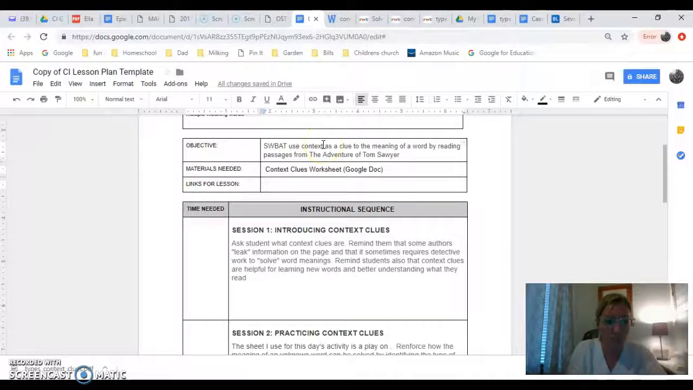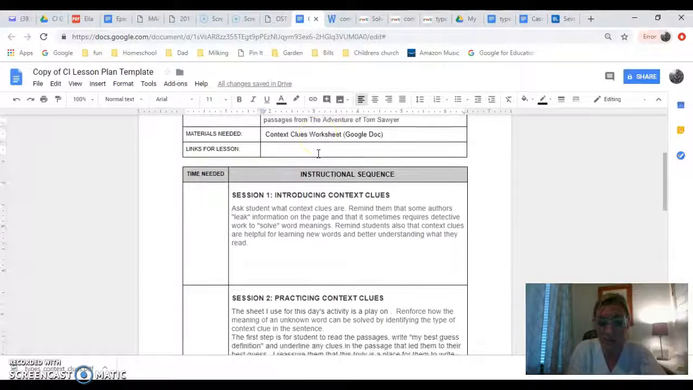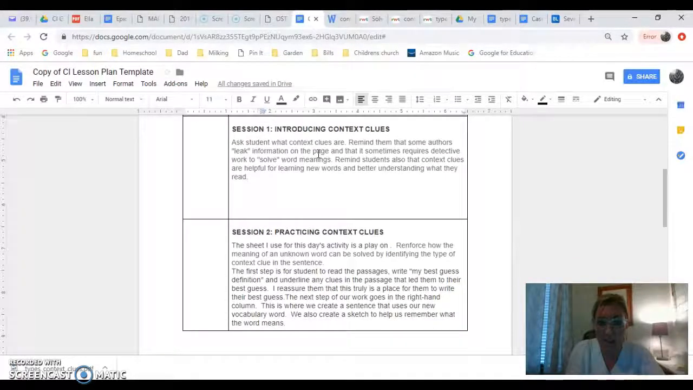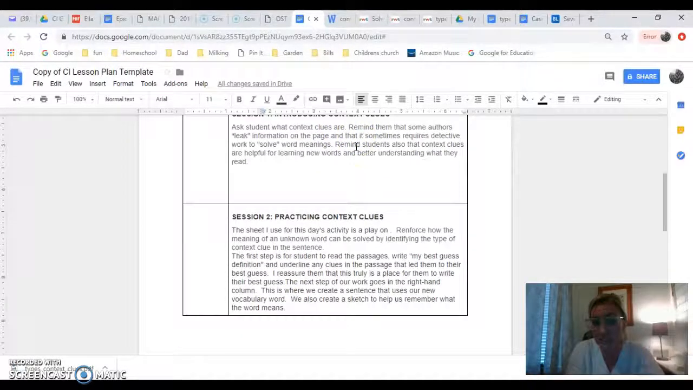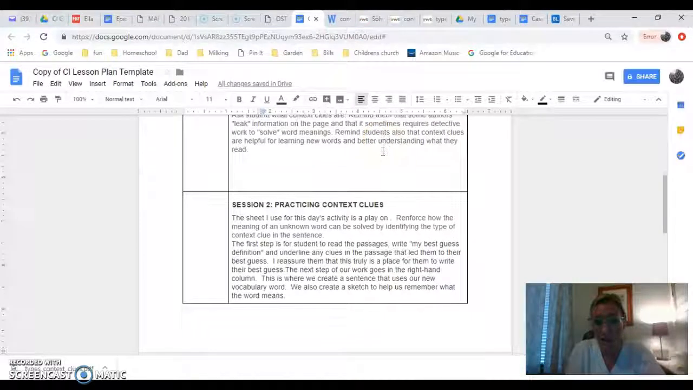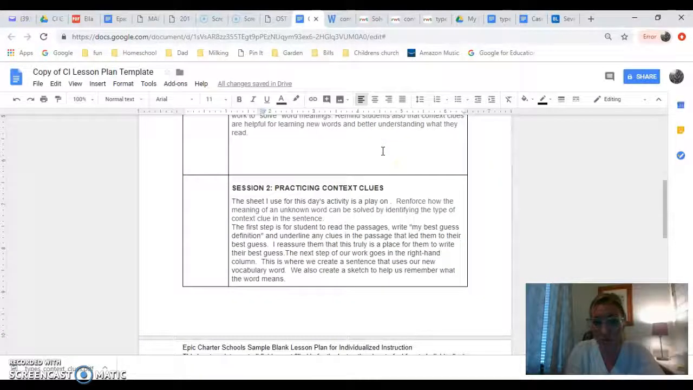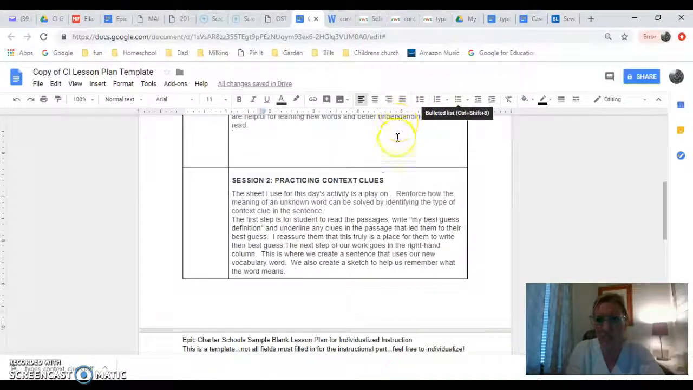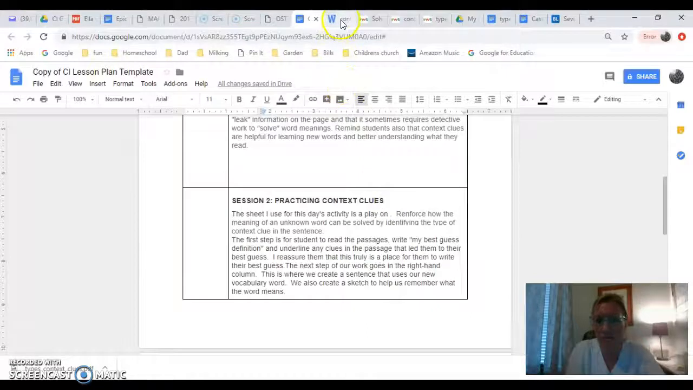So in this situation, in a one-on-one lesson with the student, we would go over an introduction, introducing context clues. I would ask the student what context clues are and remind them that some authors leak information on a page and that it sometimes requires detective work to solve word meanings. I would also remind her that context clues are helpful for learning new words and better understanding what they read. And to do this, we would go through a worksheet on Google Docs.